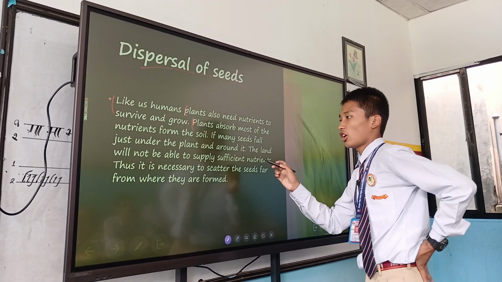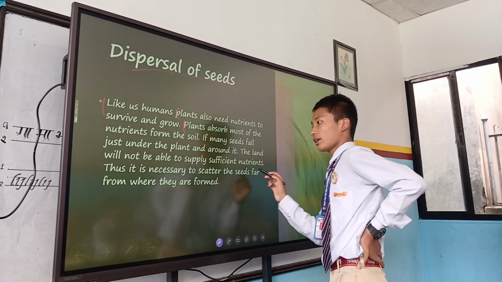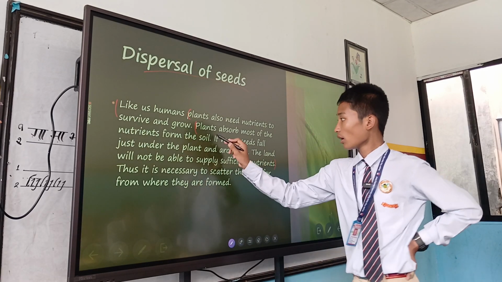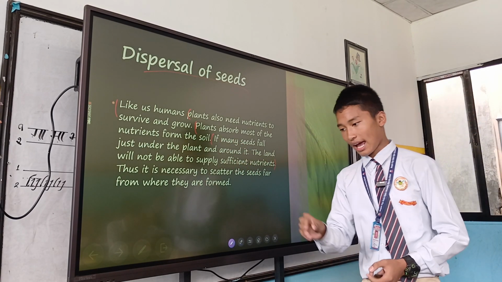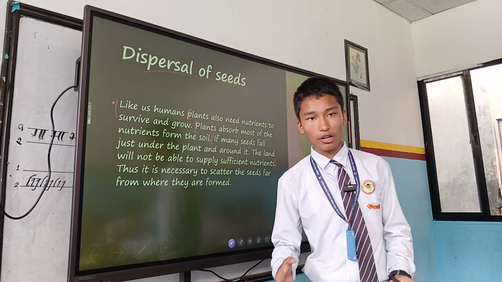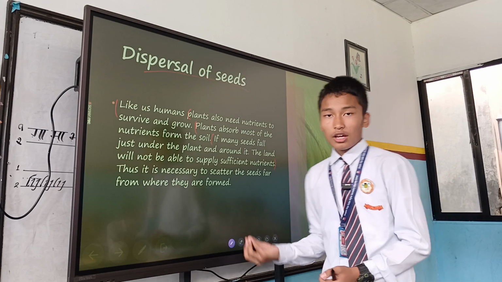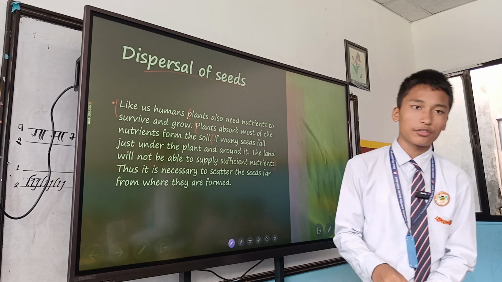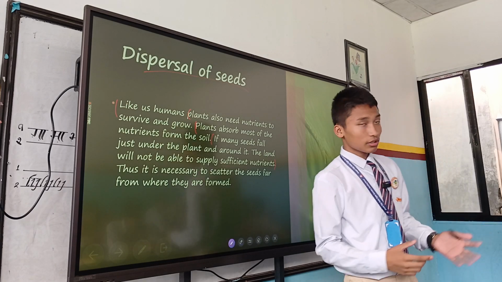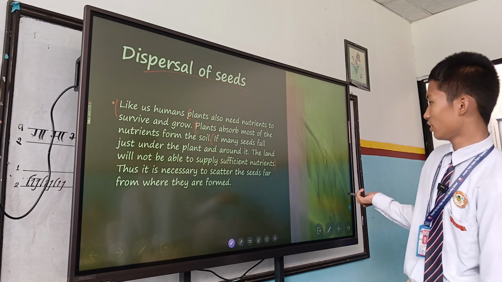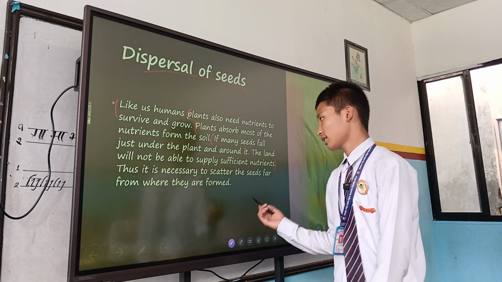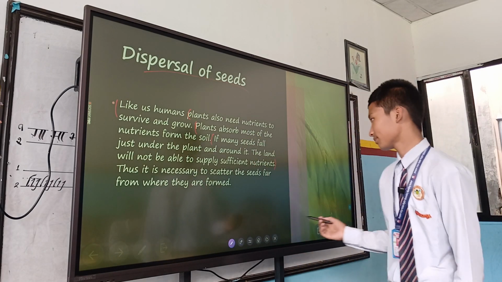If many seeds fall just under the plant and around it, the land will not be able to supply sufficient nutrients. If a lot of seeds are buried in the ground, all the seeds need nutrients to survive. So they will all take the nutrients from the soil, but the soil will not have enough nutrients to provide to all of the seeds or plants. So the nutrients will not be sufficient, and slowly the plants will die.